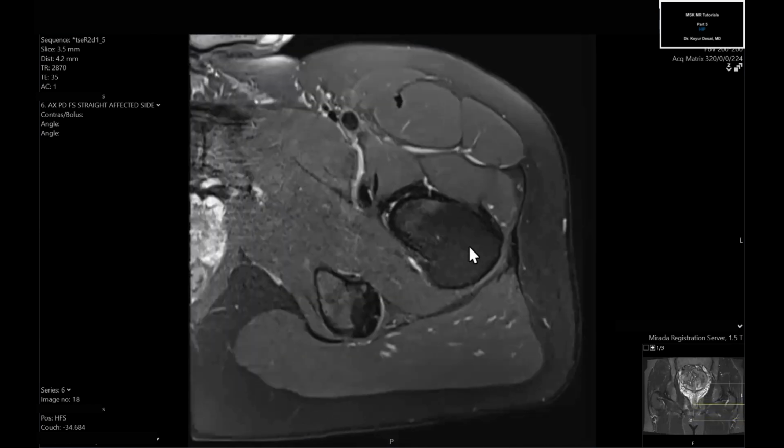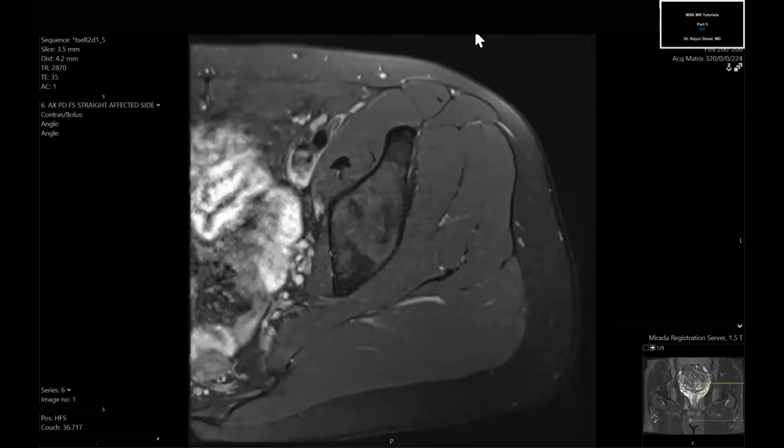So those are the main structures that you're really going to evaluate pretty well on this small field of view.